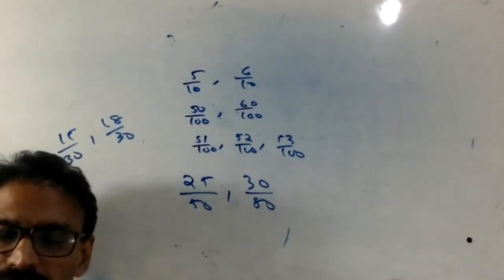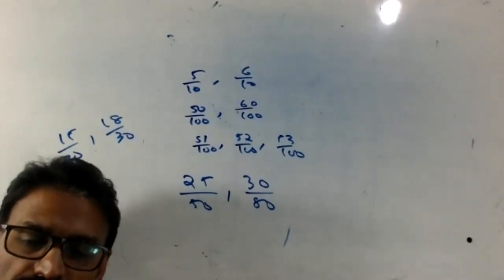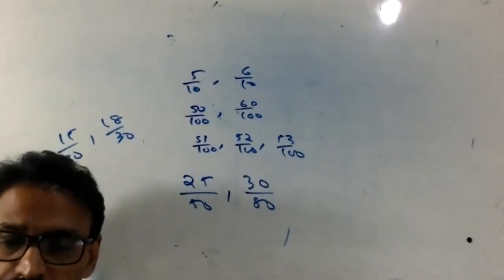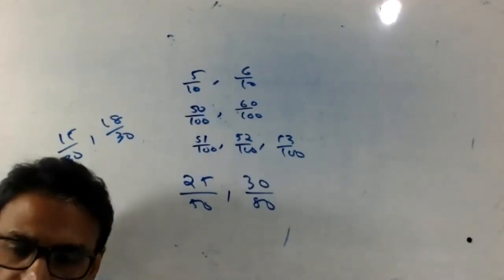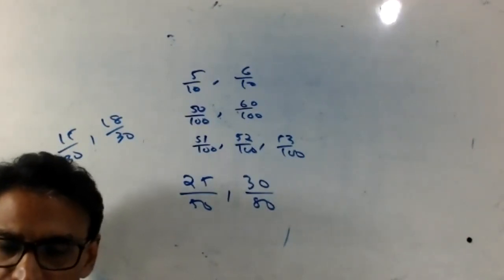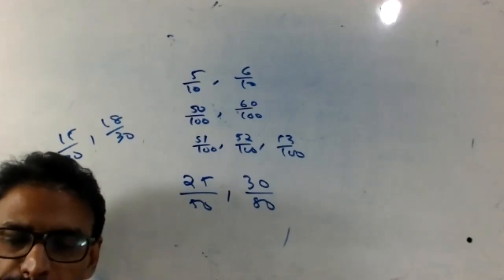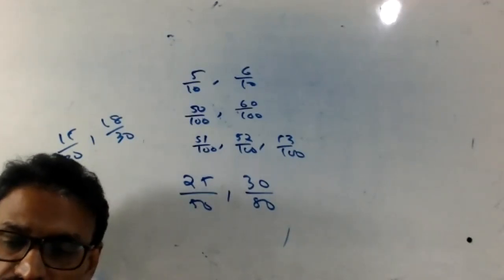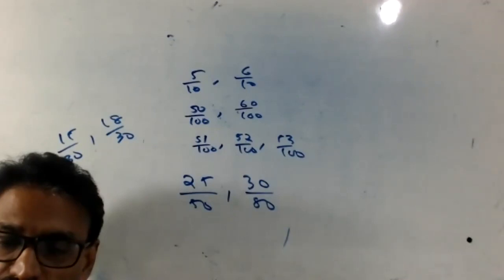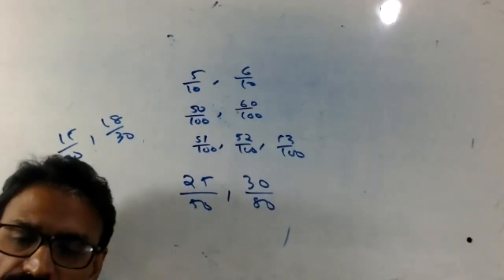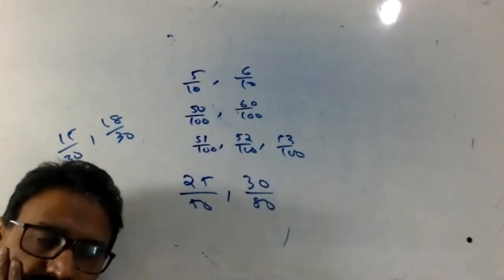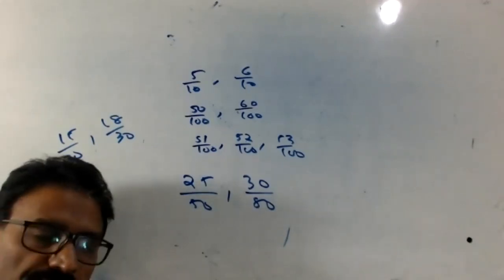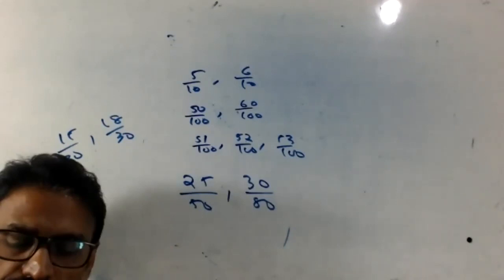Look here, between 10 to 15, which are the numbers? 11, 12, 13, 14. From 10 to 15, 15 is not included. Listen again, between 10 to 20, that means 11, 12, 13, 14, 15, 16, 17, 18, 19.